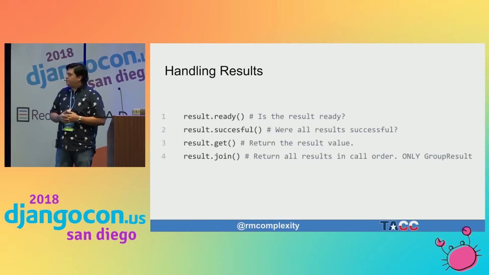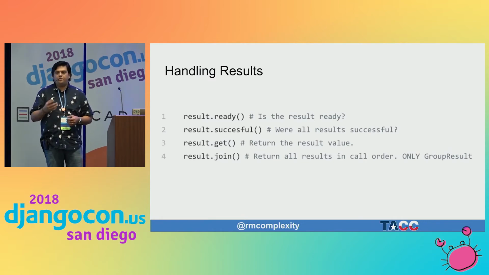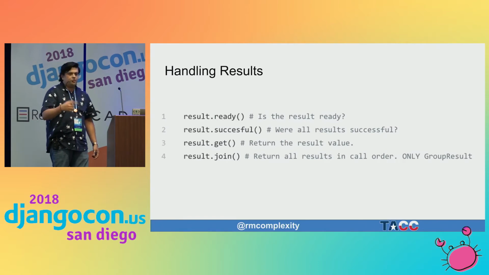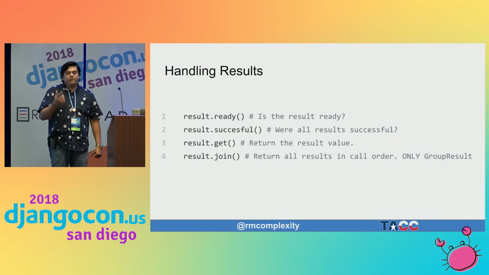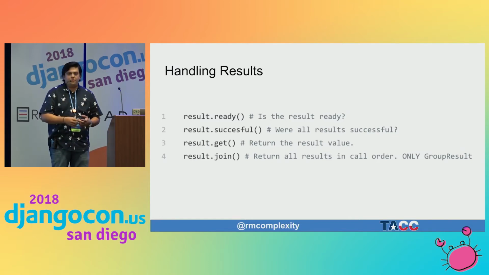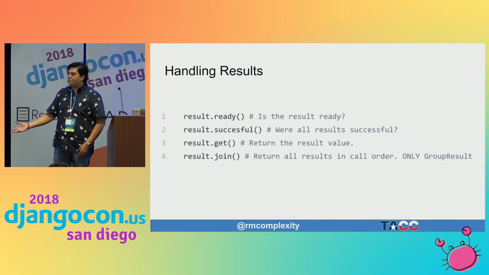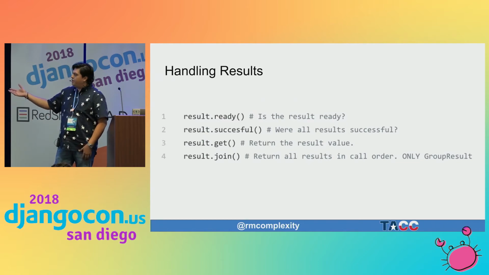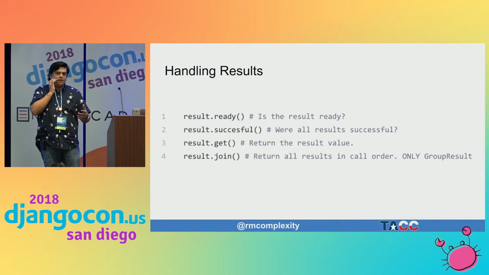So for both classes, we're going to have these different methods. The first one is to check if the result is ready, because all of this is running asynchronously, and we don't know when it's going to end. So we can continuously check if a result is going to be ready. We can also check if it has been successful. It's either going to be one task, or if it's a group result, then it's going to check if every one of the results within that group were successful.